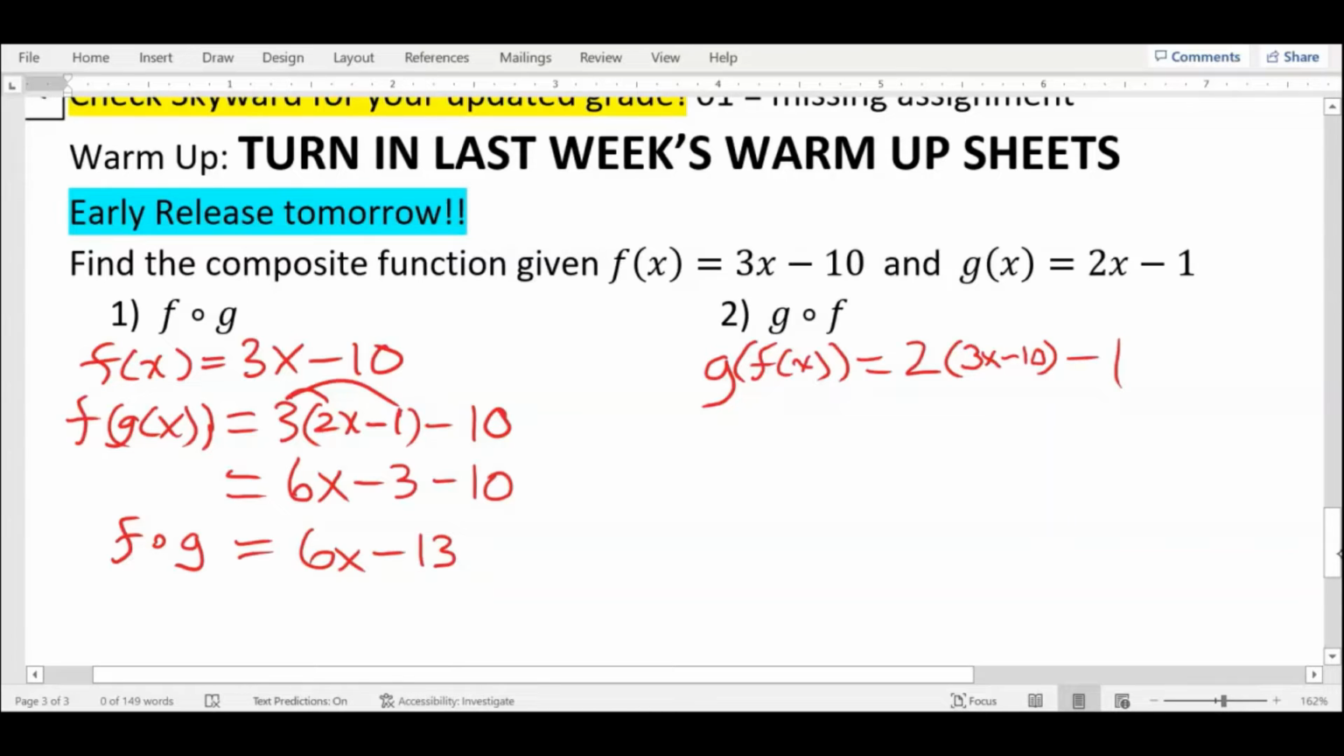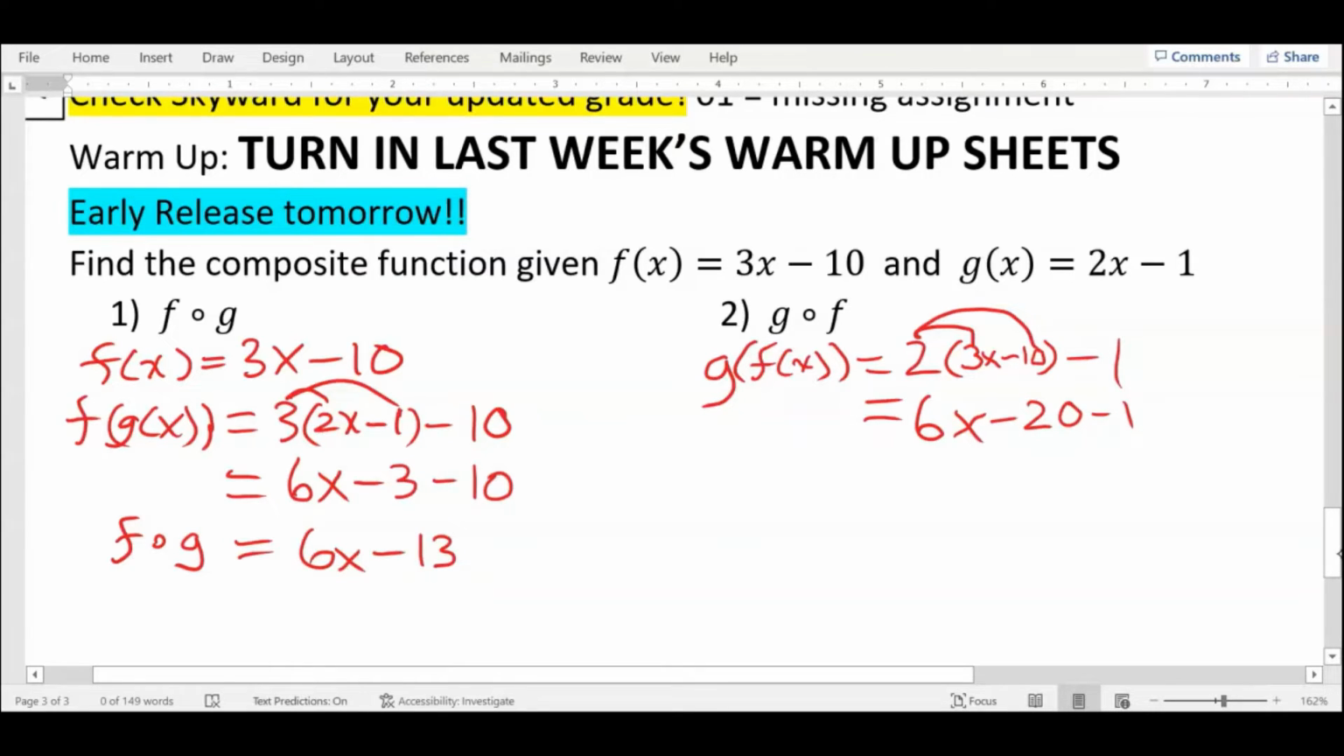Okay. So next step, we simplify, we distribute, all that stuff. Just like last time. So the 2 in front of the parentheses is going to multiply, distribute. What's 2 times 3x? 6x. Okay. And then 2 times negative 10. Negative 20. And then bring down that minus 1.